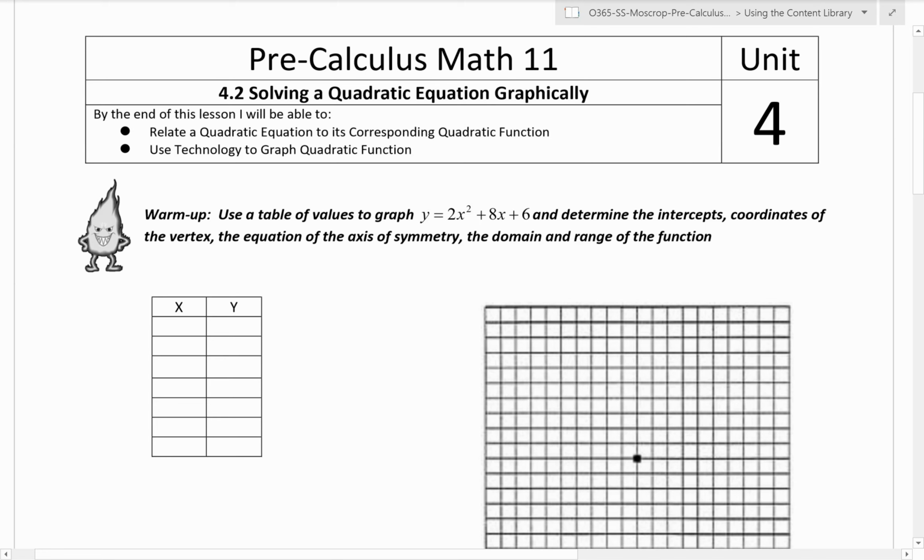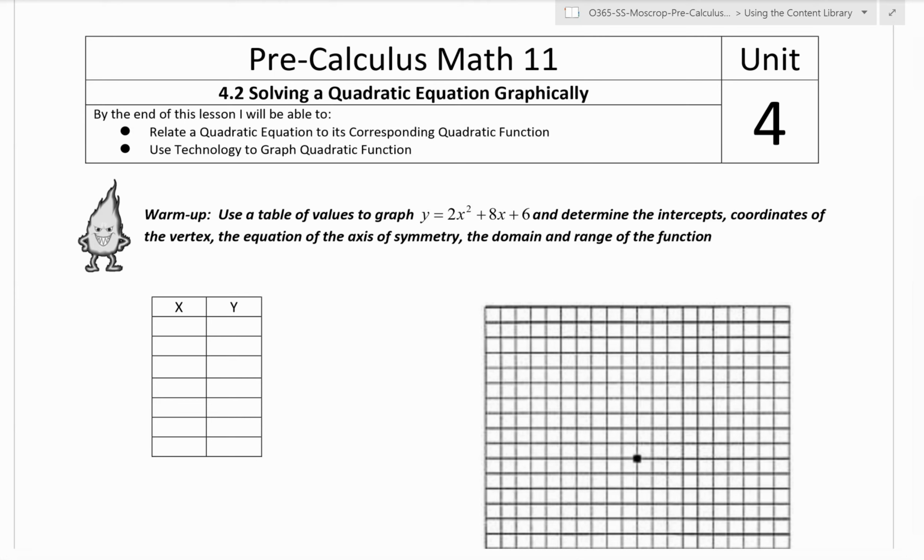Welcome to the second lesson of Unit 4. We are going to be solving quadratic equations graphically. So recall from Unit 3, we solved quadratic equations using three different methods: either by factoring, completing the square, or by using the quadratic formula. Today we're going to solve the equation graphically.